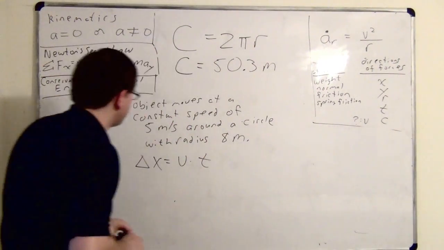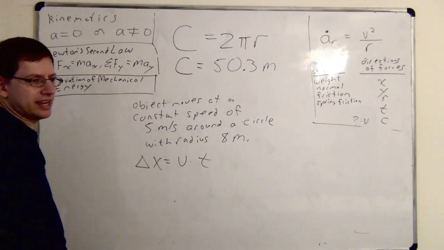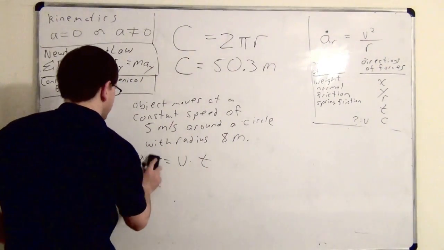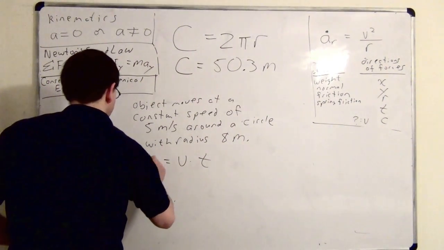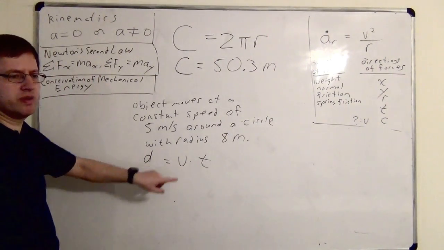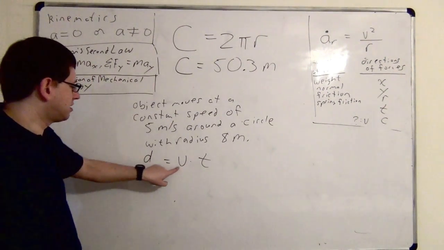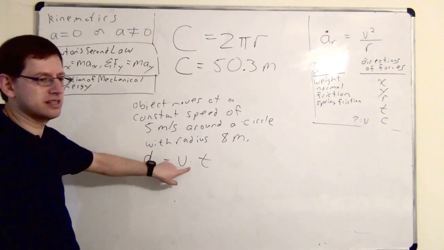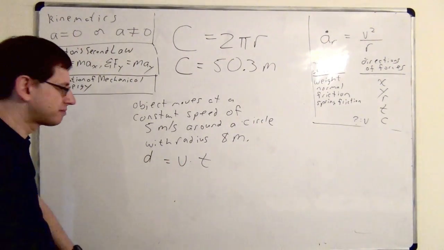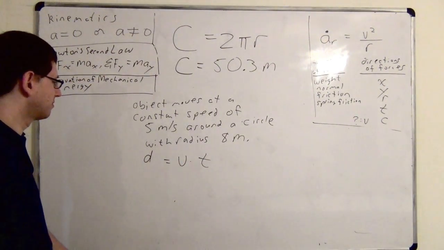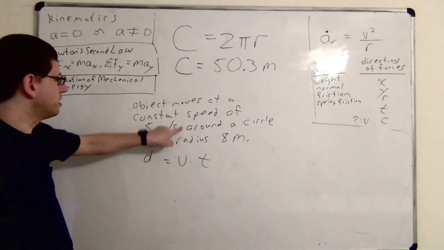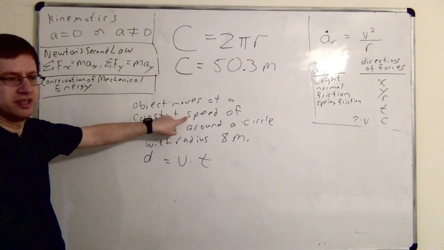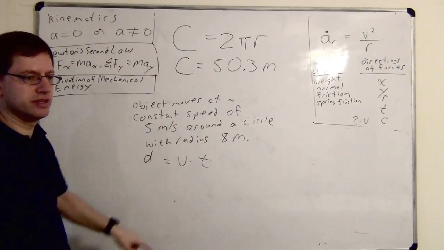Now in this case, since we're not moving along any axis and we're moving in a circle, it makes sense to call this distance. Remember, this should be an easy equation to remember. This is just the high school equation, distance equals speed times time. If your speed is constant, then your distance is just your speed times the time. The reason we can use this is because we're moving at constant speed.